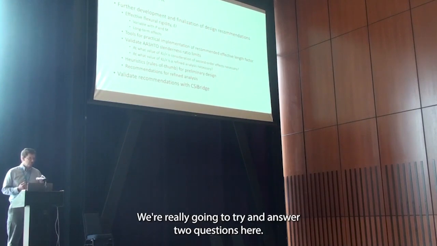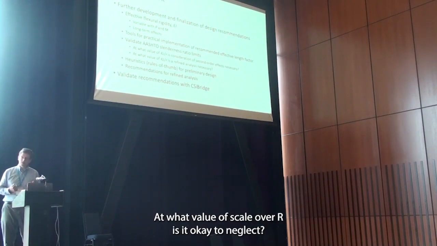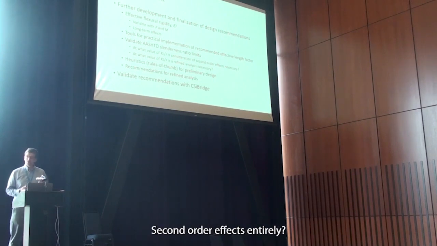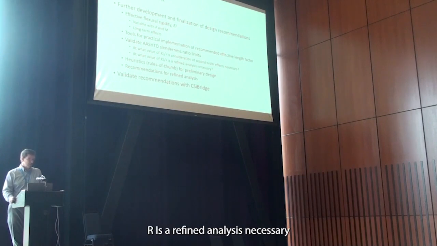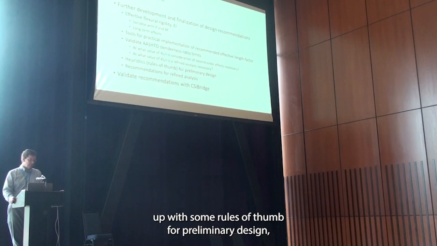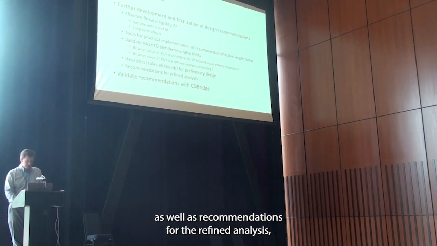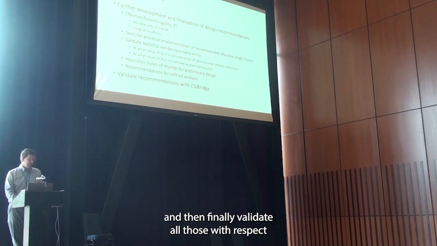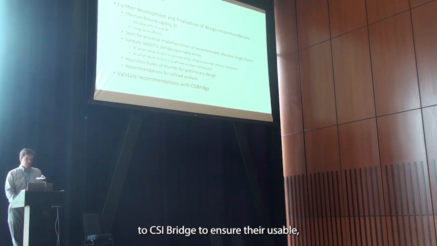Really, we're going to try and answer 2 questions here. At what value of KL over r is it okay to neglect second order effects entirely? And at what value of KL over r is a refined analysis necessary? We're going to come up with some rules of thumb for preliminary design, as well as recommendations for the refined analysis. And then finally, validate all those with respect to CSI Bridge to ensure they're usable.